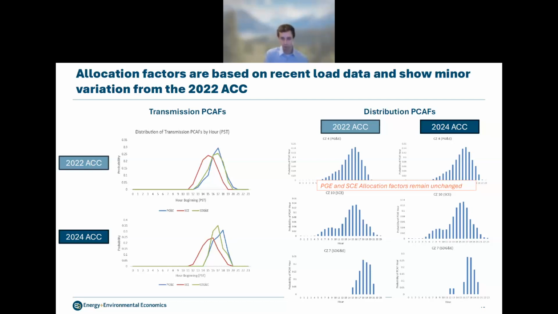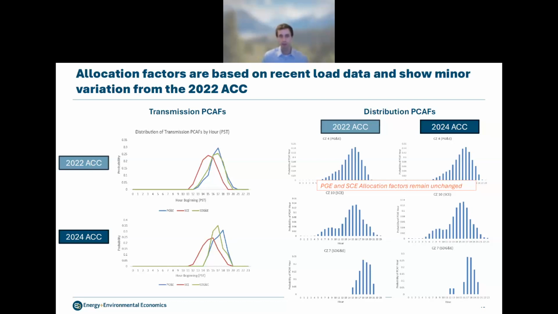But ultimately, you do multiply those factors by the total transmission and distribution values, so that DERs are compensated based on their ability to address capacity needs in each of these key peak hours. So the results really for this year, which I think are more the focus, as you can see from the charts, allocation factors haven't changed all that much from the 2022 ACC. For the transmission, load has gotten very slightly peakier, but is largely unchanged, and the peaks are still concentrated in the late afternoon, the early evening.